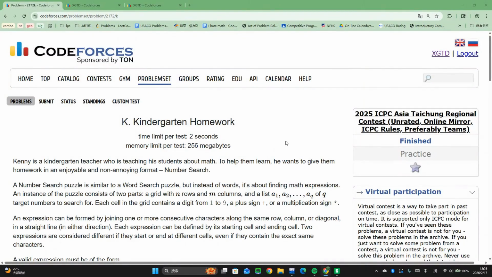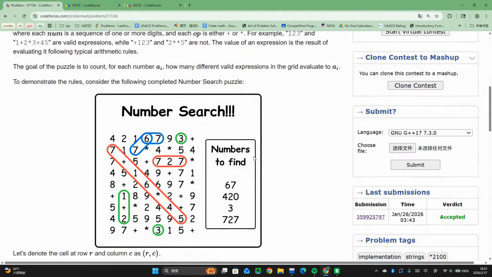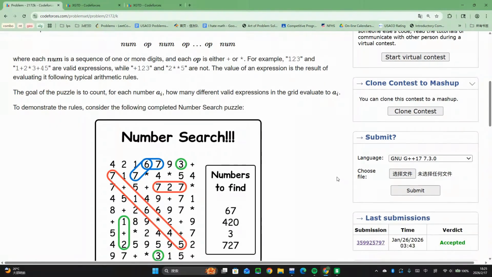Hello everyone, today we're looking at a 2100 instead of a 2000, and it's 2872K. It's, I would say, pretty easy for 2100, especially in terms of thinking of the algorithm. The implementation is slightly more difficult though. So yeah, the problem is really straightforward.